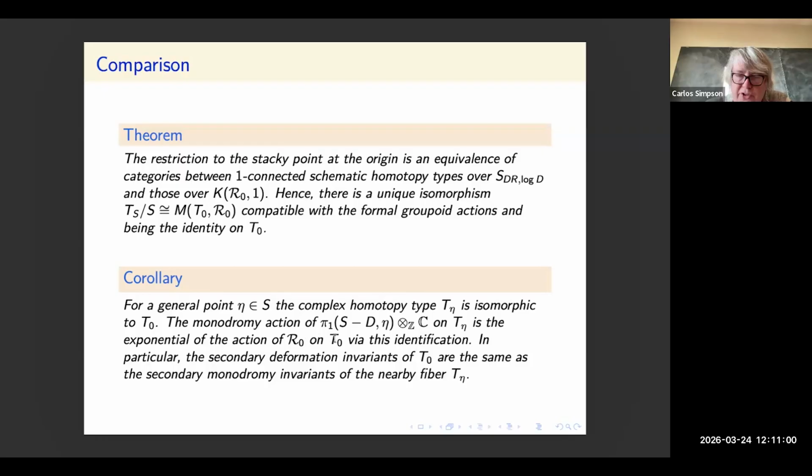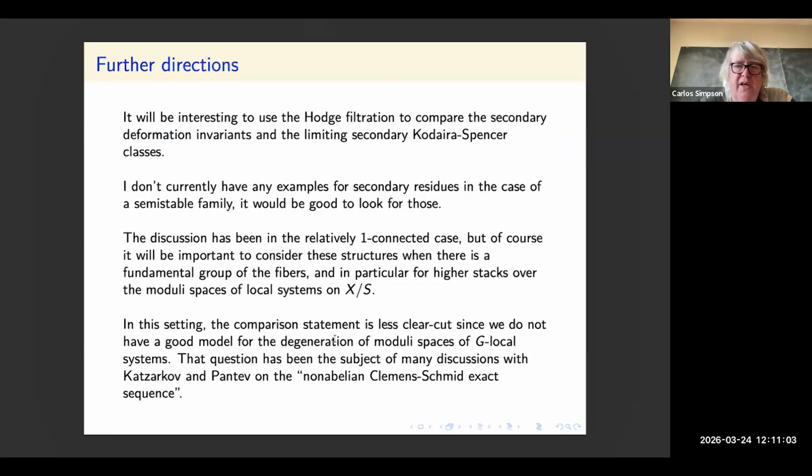Let's see, so that's what I wanted to say, and I just want to do a last slide here with further directions. So here we haven't discussed anything about the Hodge filtration in this discussion. As I said before, the case for just sheaves, local systems, was the starting point for the nilpotent orbit theorem. So it should be possible to compare the Hodge filtration that you get in the algebraic geometry case with this limiting secondary Kodaira-Spencer class. There should be kind of a version of the Clemens-Schmid exact sequence for homotopy theory, basically, somewhere. There should be mixed Hodge structures here and everything.